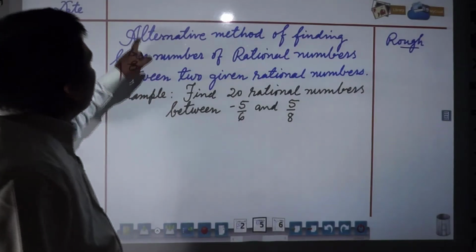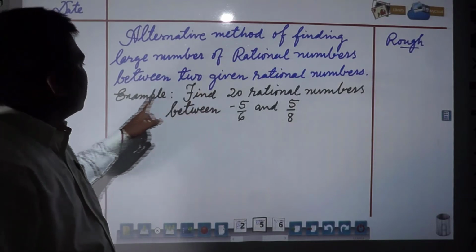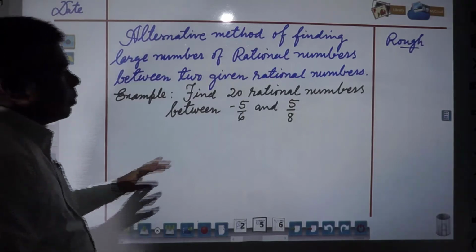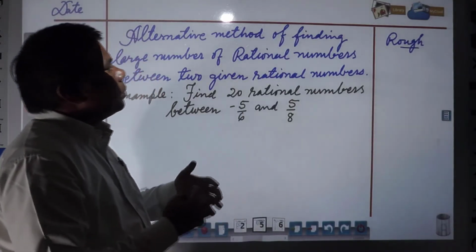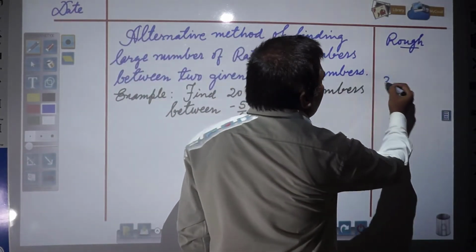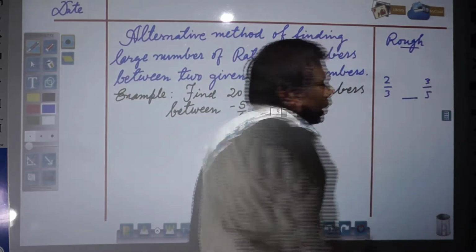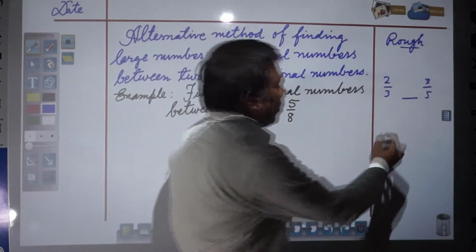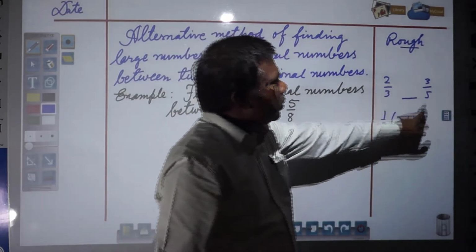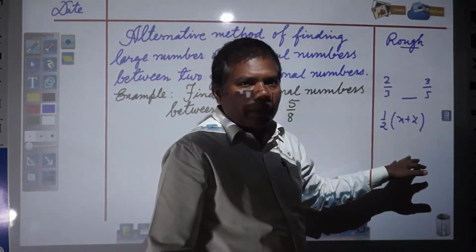Now you see, an alternative method of finding a large number of rational numbers between two given rational numbers. Suppose smaller numbers are there, meaning fewer numbers need to be found between two given numbers. Suppose 2 by 3 and 3 by 5. Simply you can apply the formula 1 by 2 (x plus y), where x is equal to 2 by 3 and y is equal to 3 by 5. By applying this formula you can find out 2, 3, 4, 5 and 5, 6 also.